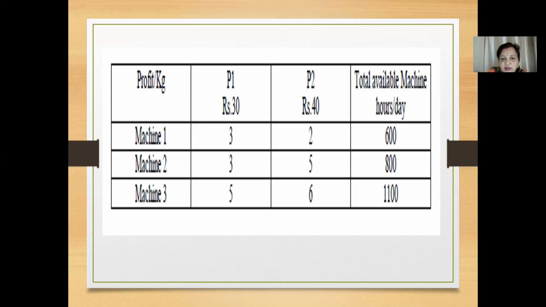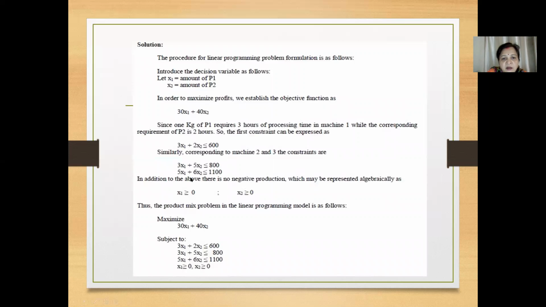In the same way, we get the other constraints for machines 2 and 3: 3x1 plus 5x2 less than or equal to 800 and 5x1 plus 6x2 less than or equal to 1100. And in addition to the above, there is no negative production. So we must have x1, x2 both greater than or equal to 0. Thus our problem takes this form. We have to maximize 30x1 plus 40x2 subject to these constraints. So this is our linear programming problem for the given condition.